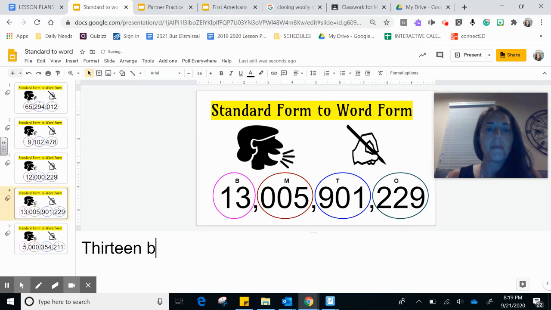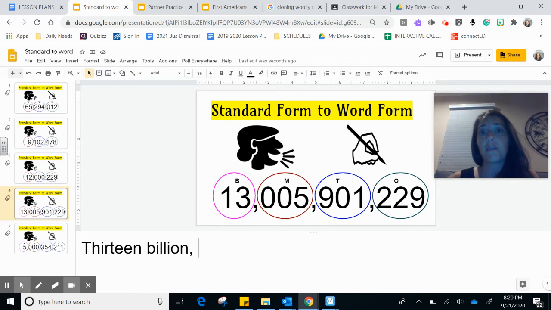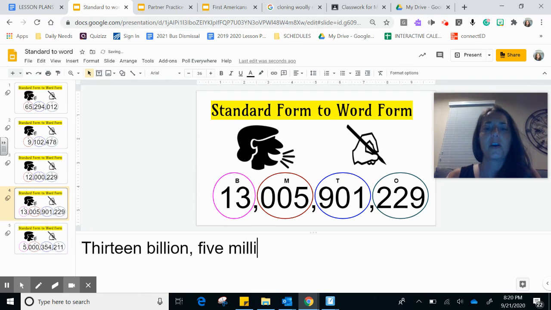13 billion. That B stands for billion, comma, because there's more coming. I don't need a hyphen because 13 is one word. I don't have to connect any words. The next one says 5 million. So I'm just going to type 5 million, comma, because there's more coming.